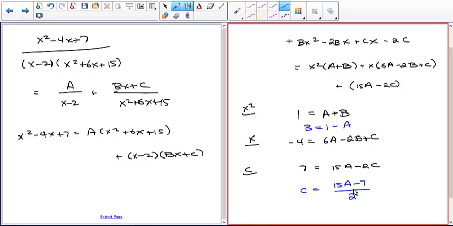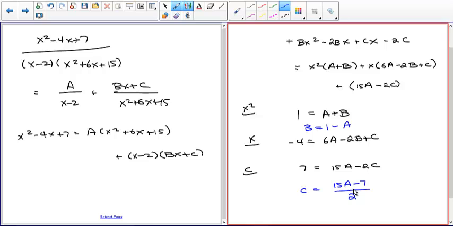What I did there, you're like, how'd you do that? What I did is I said, I'm going to move this to the other side. That'll become positive. Move this to the other side, it becomes negative. So I get 15a minus 7. And then since this becomes positive when I move it to the left-hand side, I just divide by 2. So that's how I did that.